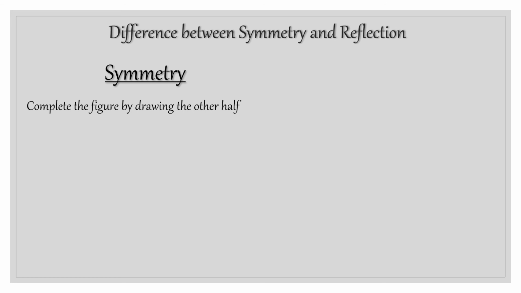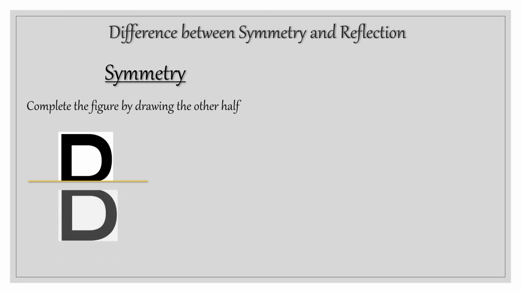Now let us see. Complete the figure by drawing the other half. So here we have one half of an image. We are going to draw the other half after the line of symmetry. When we complete it, we get the alphabet B. So the alphabet B is a symmetrical figure. If you divide it into two equal halves, those two halves are mirror images of each other.